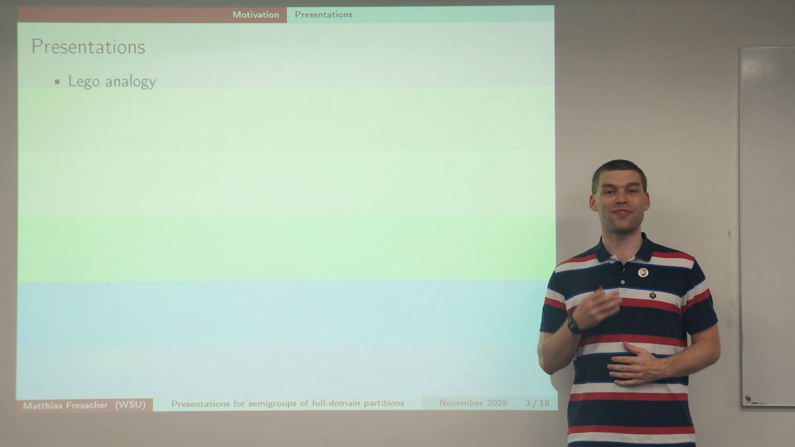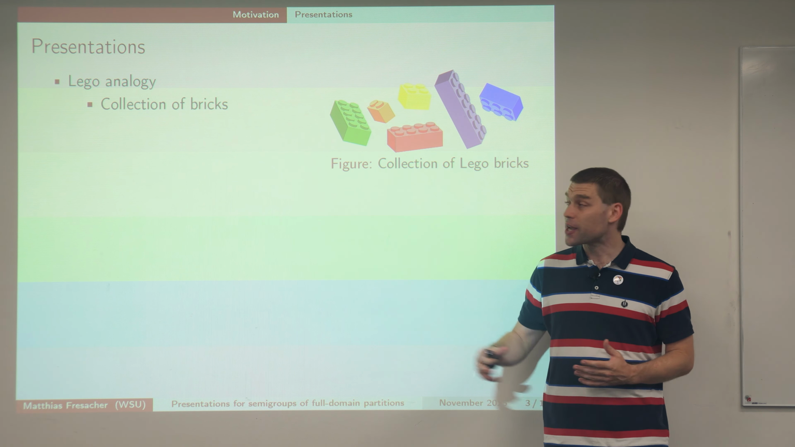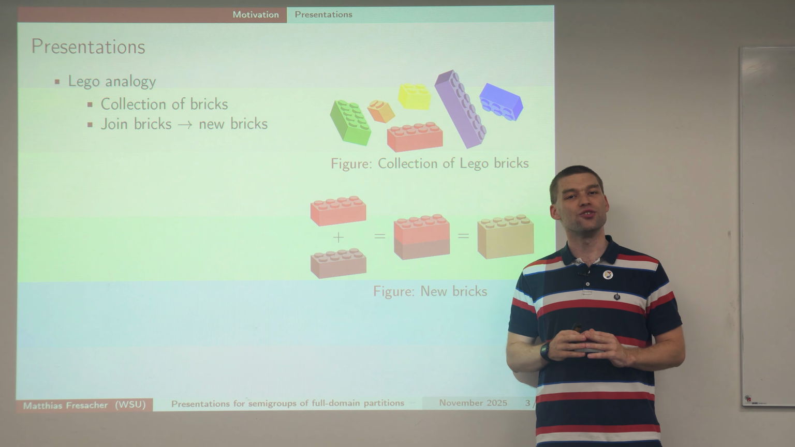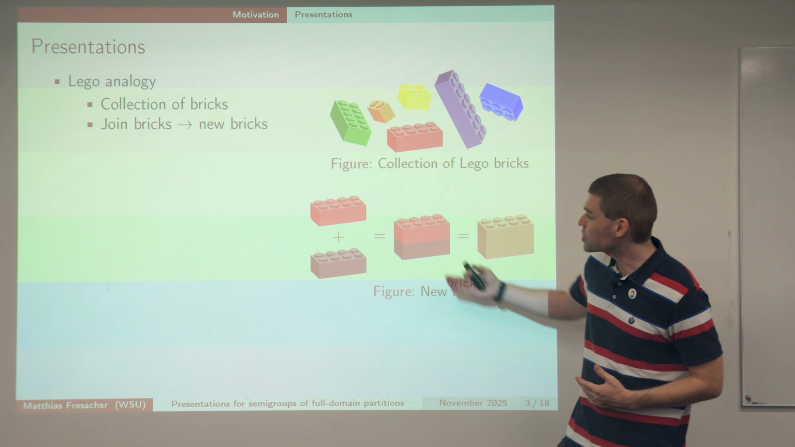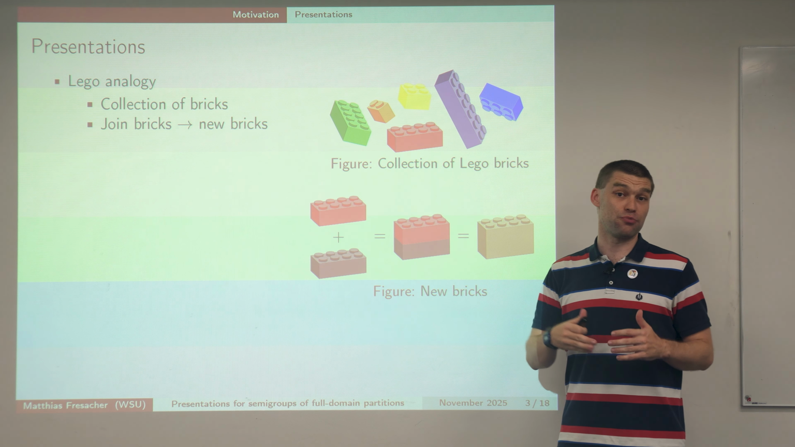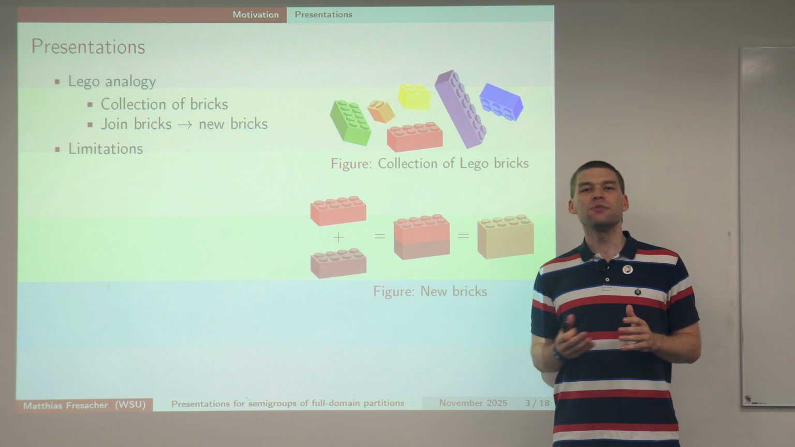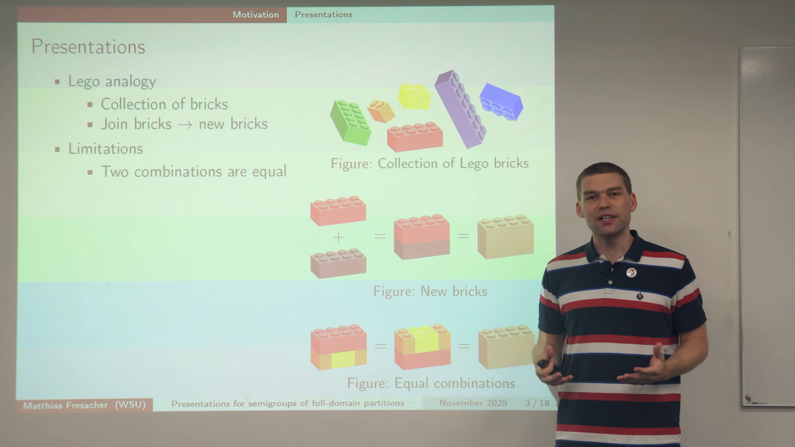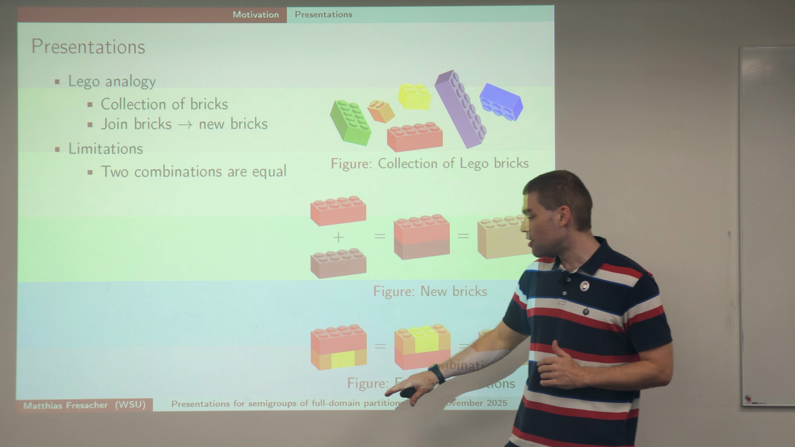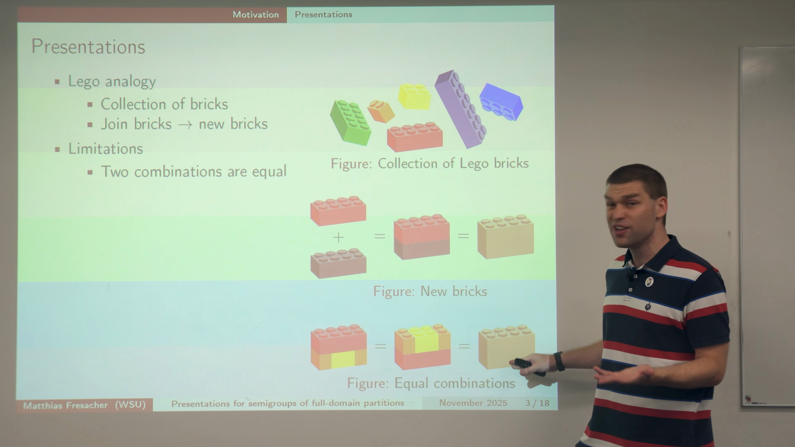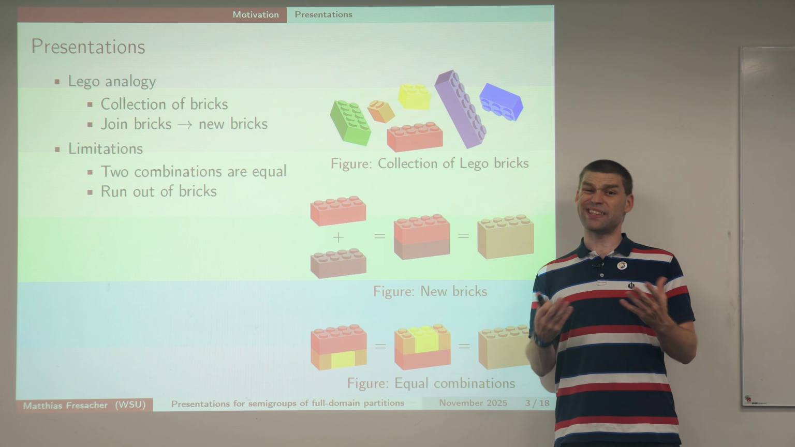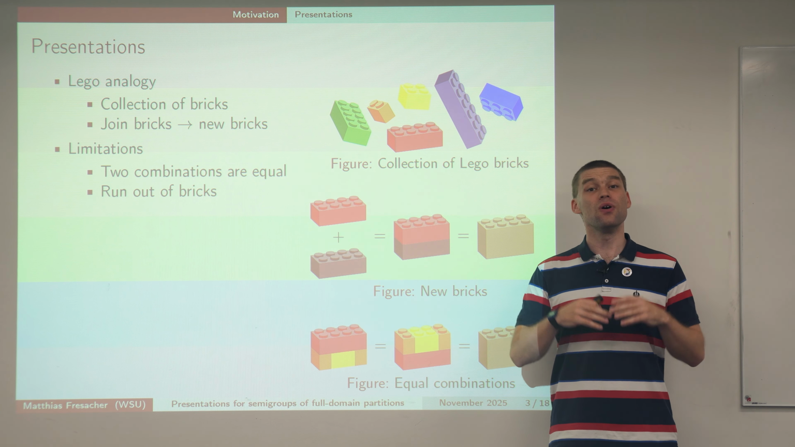For that, I'm going to make use of a Lego analogy. So suppose we have a collection of Lego bricks, and what can I do with these Lego bricks? Well, I can join them together to get new bricks. For example, if I have two red bricks here, I could join them together to get a new larger brown brick, for example. But there are some limitations on what I can do. Specifically, it could be that two combinations of bricks are equal. So for example here, this particular combination of bricks is the same as this combination, which is the same just as our large brown brick that we just created. And it could also be that sadly, my Lego kit is a little bit small and I've run out of bricks.